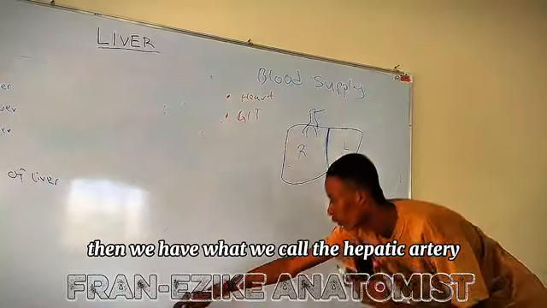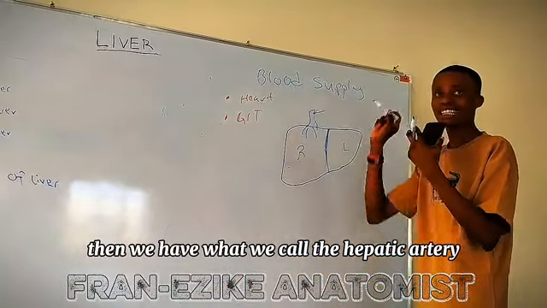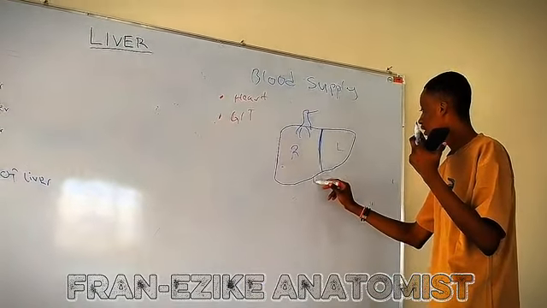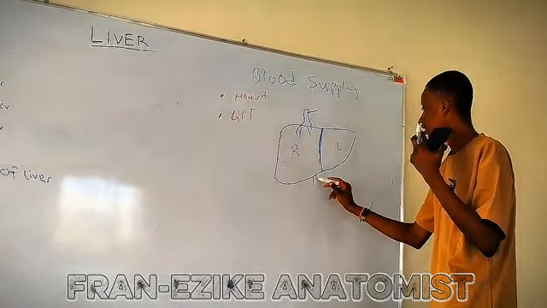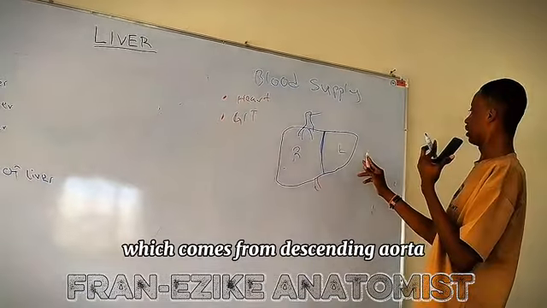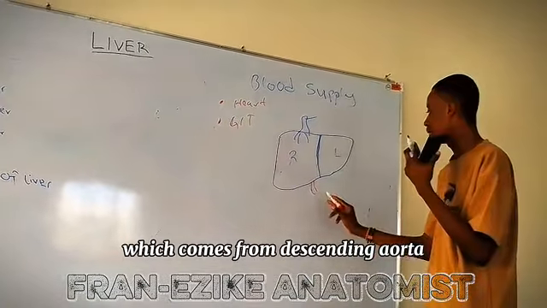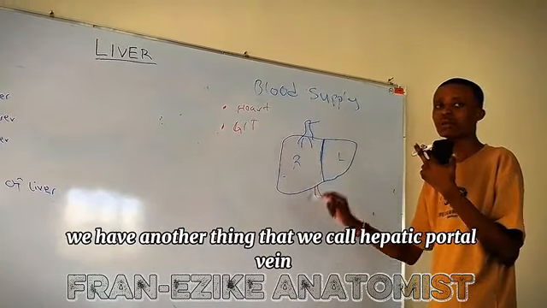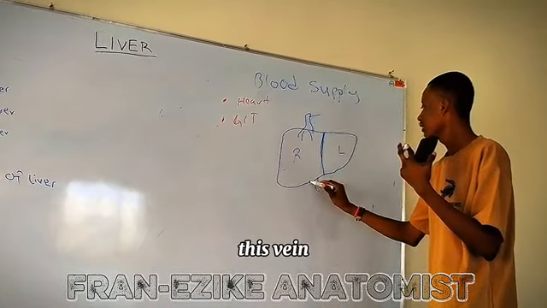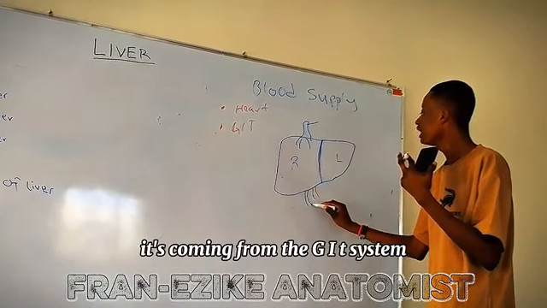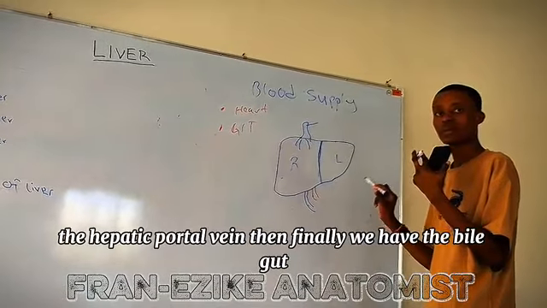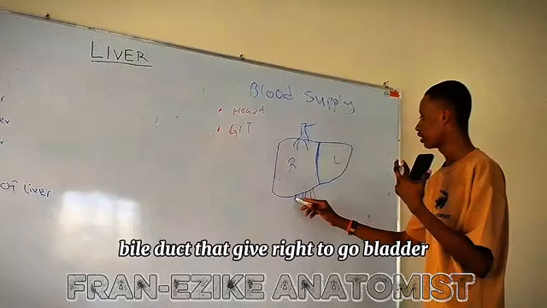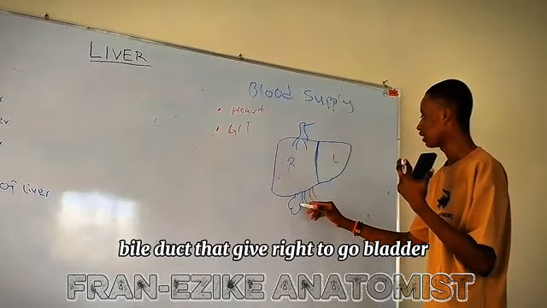Then we have what we call the hepatic artery. This artery is coming from the heart. Hepatic artery, which comes from the descending aorta. Then we have another thing that we call hepatic portal vein. This vein is coming from the GIT system. Hepatic portal vein. Then finally we have the bile duct that gives rise to the gallbladder.